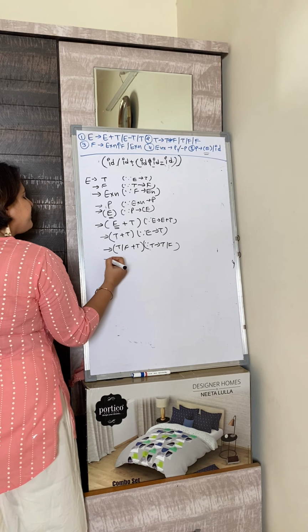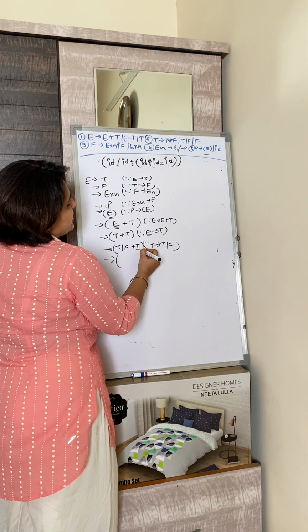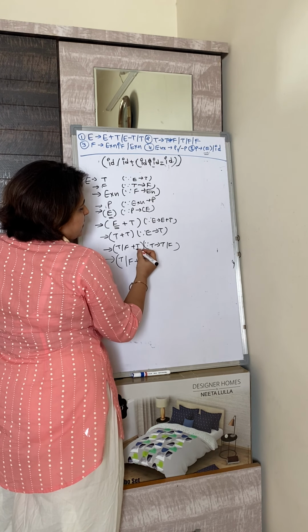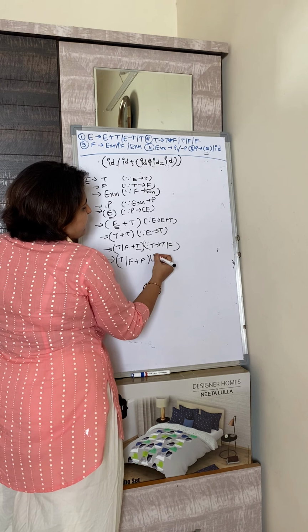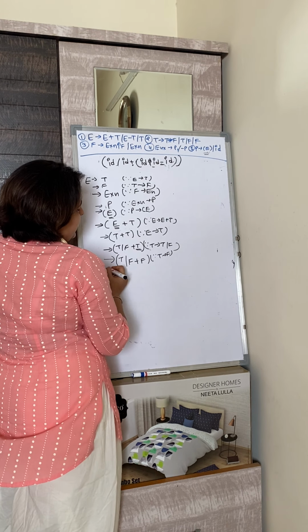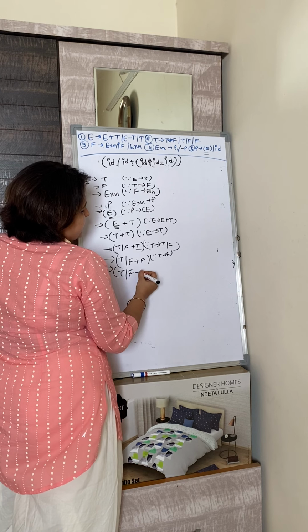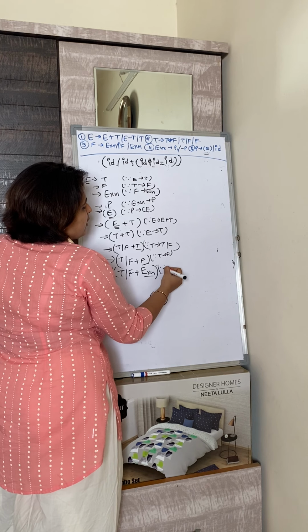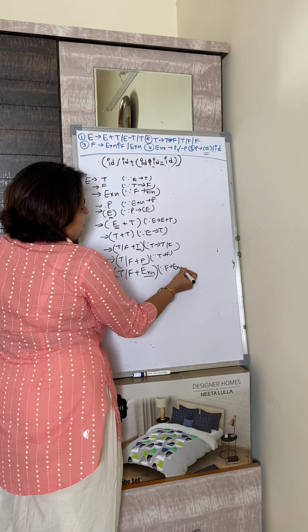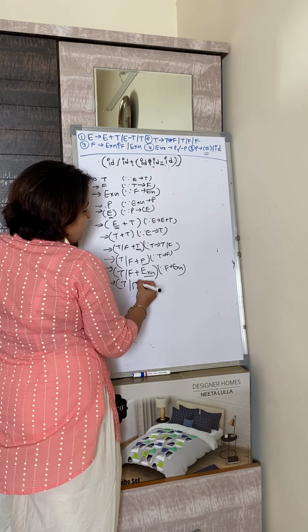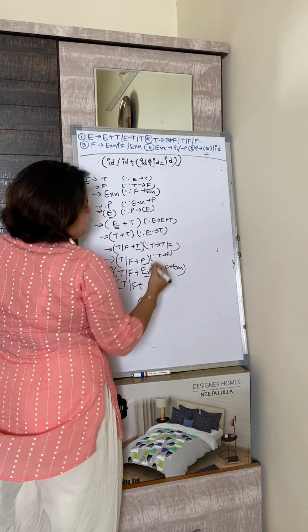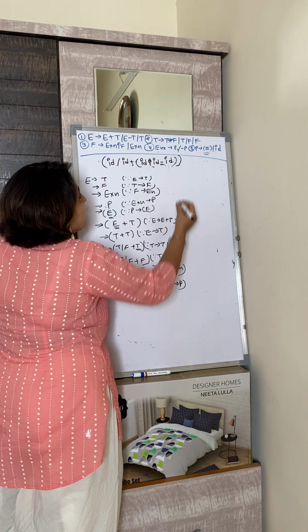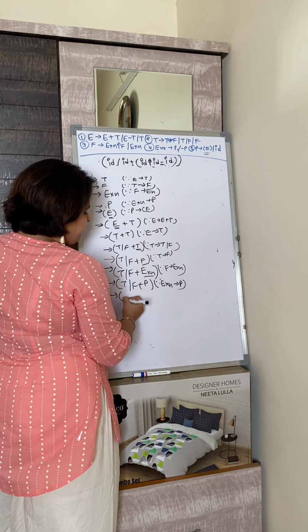So what will happen now? This T should be converted to a bracketed E. So T divided by F plus T will be converted to F. T converted to F. Then this F is converted to EXN, because F derives EXN. EXN is converted to P, because EXN derives P, and P is converted to bracketed E.